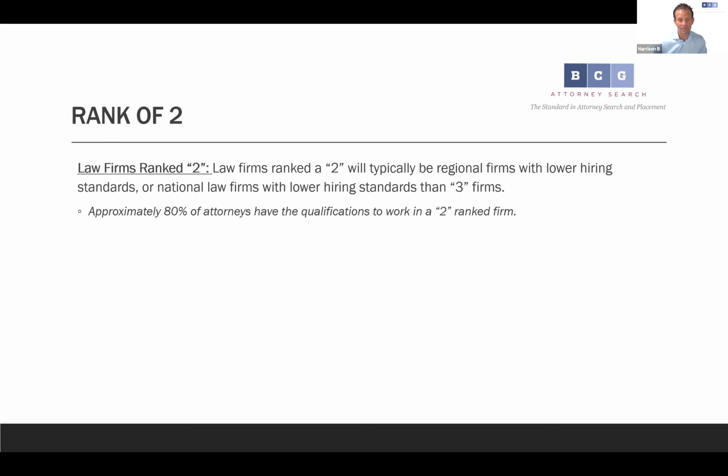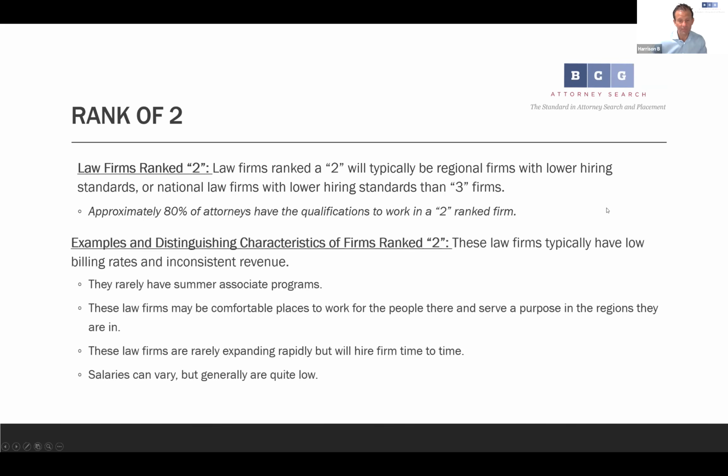And so law firms, this is the 2 now, lower ranked firms are typically 2s. They're often going to have lower hiring standards, and most attorneys out there can work in a 2-ranked firm, but not all of them, maybe 80%, maybe even a little bit less than that. The law firms will often have lower billing rates, and the revenue will be inconsistent. So they typically will not have summer programs. They may be comfortable places to work, and they also may do very well in their regions.